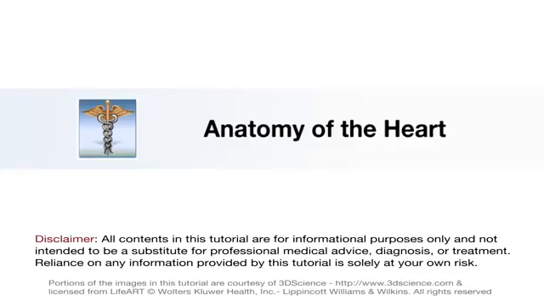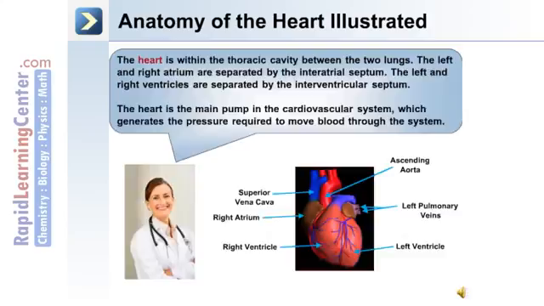Let's begin with the anatomy of the heart. This image depicts the surface anatomy of the heart. Blood returns to the heart through the superior vena cava and is delivered to the right atrium. Adjacent to the right atrium is the right ventricle. On the opposite side is the left ventricle and the left atrium.